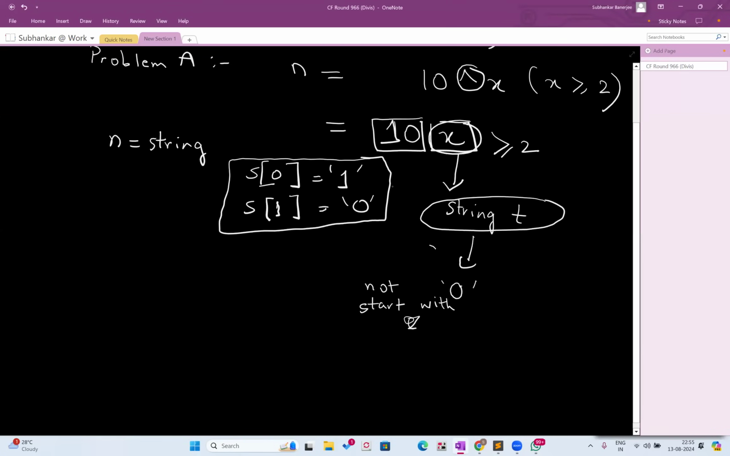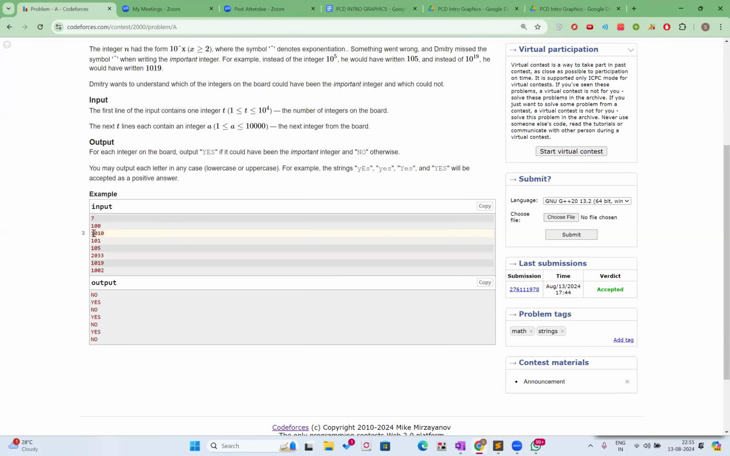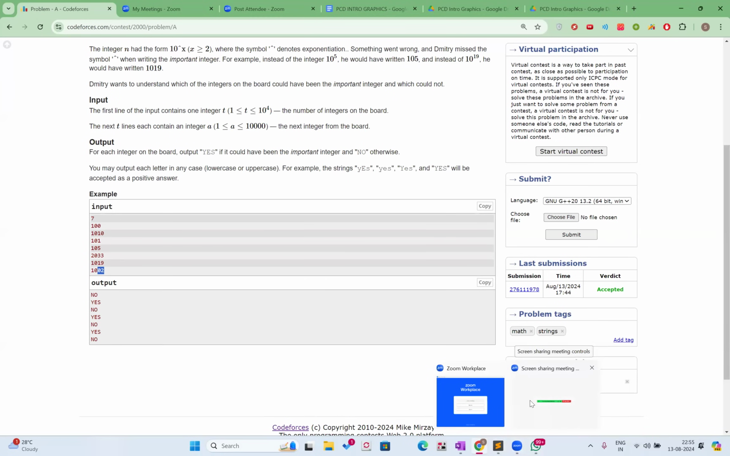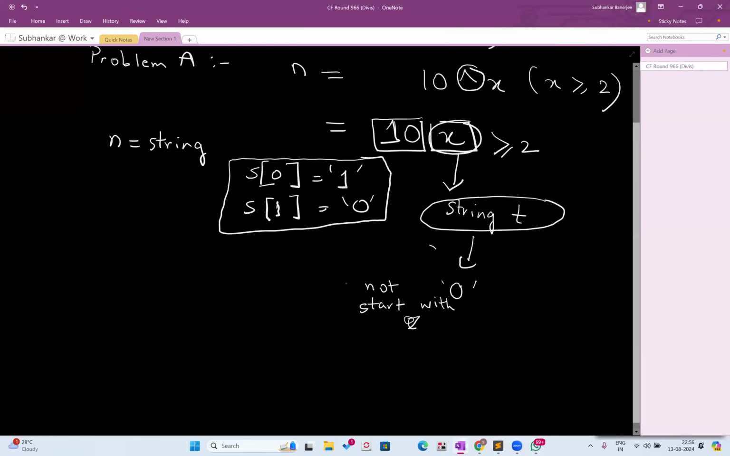Because if it starts with 0, I'll just show you a test case. 1002 is the test case where the 10 part is fine.